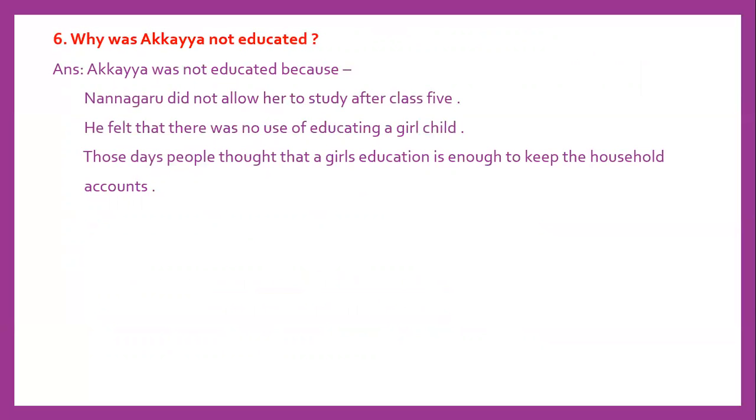Why was Akkaya not educated? Akkaya was not educated because Nanagaru did not allow her to study after class 5. He felt that there was no use of educating a girl child. Those days, people thought that a girl's education is enough to keep the household accounts.